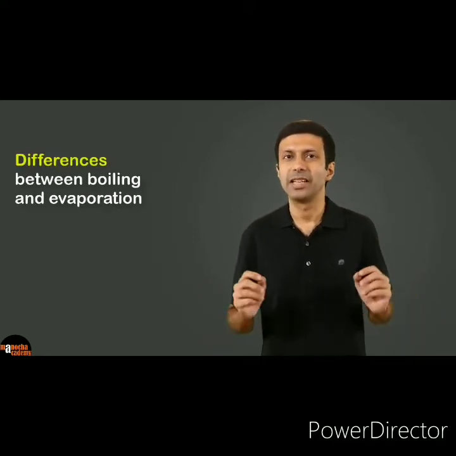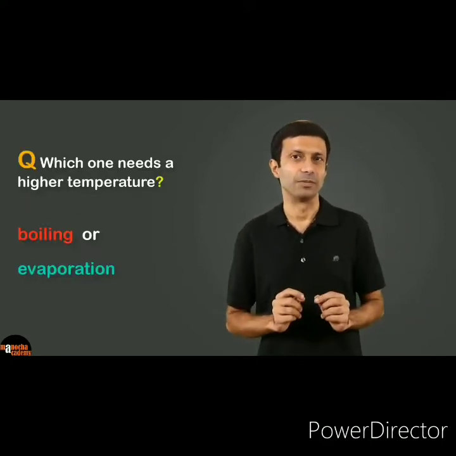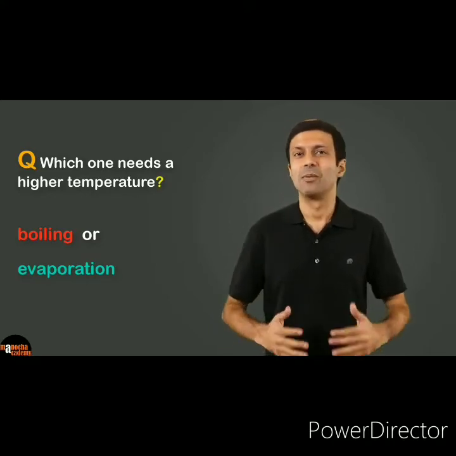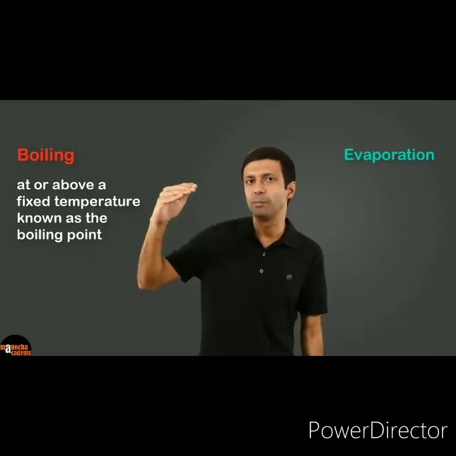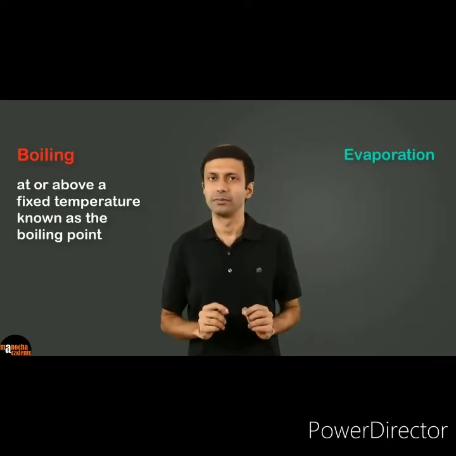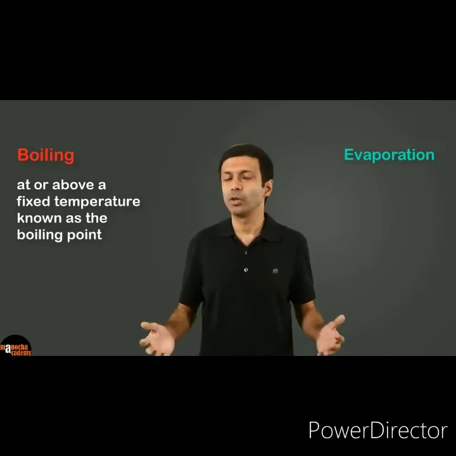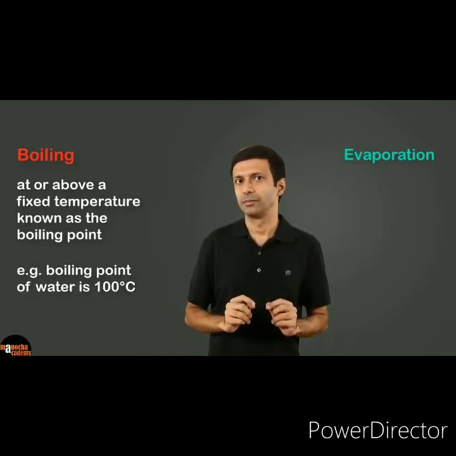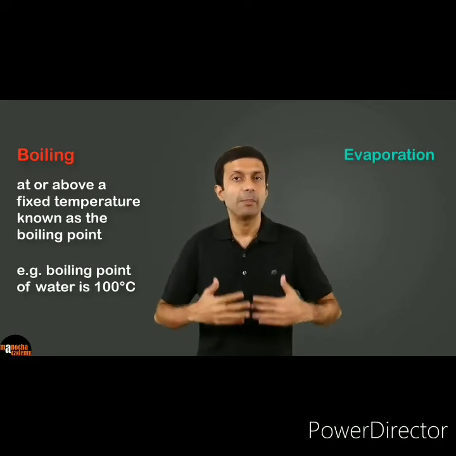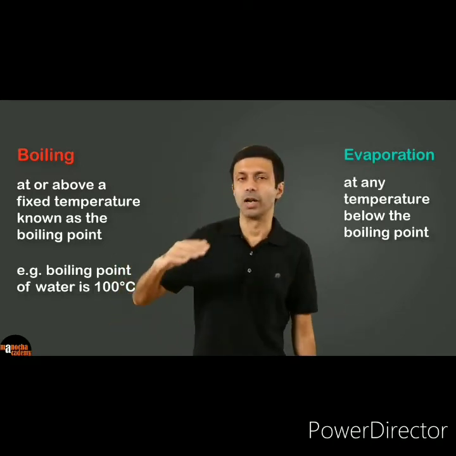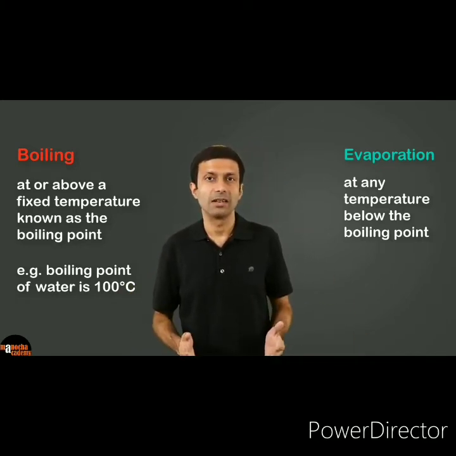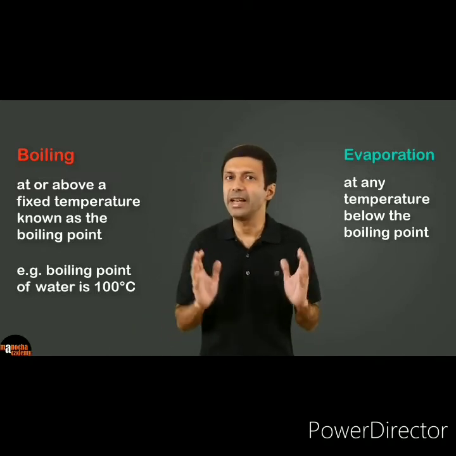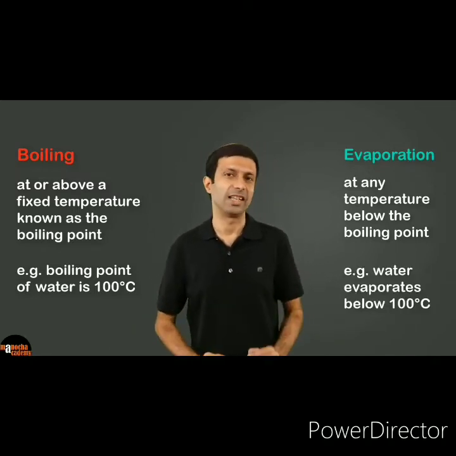The first difference is based on temperature. Now, which one do you think needs a higher temperature? That's right, it's boiling. Boiling takes place at or above a fixed temperature known as boiling point. For example, the boiling point of water is 100 degrees centigrade. But evaporation can take place at any temperature below the boiling point. So water in the lakes, rivers, puddles and our clothes can evaporate at any temperature below 100 degrees centigrade.